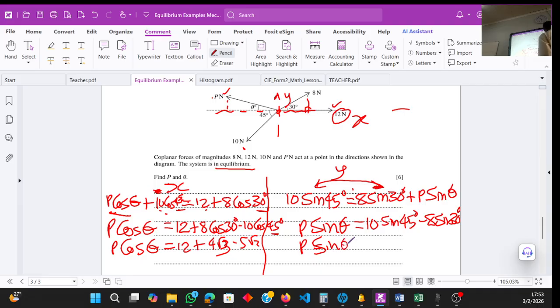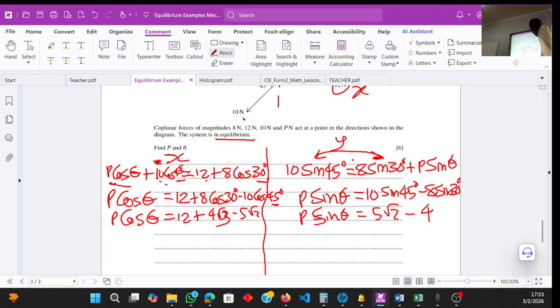So it's P sine theta being equal to sine 45, which is the same as cos 45, that's root 2 over 2 times 10 gives us 5 root 2 minus sine theta. Sine theta was special again, which gives us half. Half times 8 gives us 4. Now I've got my two equations, which are similar to the ones that we saw earlier.